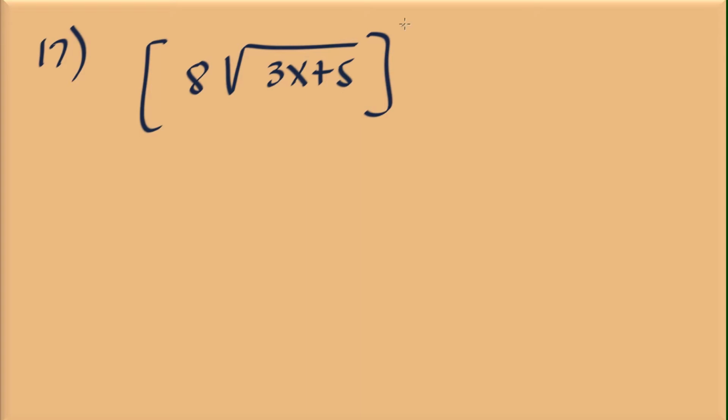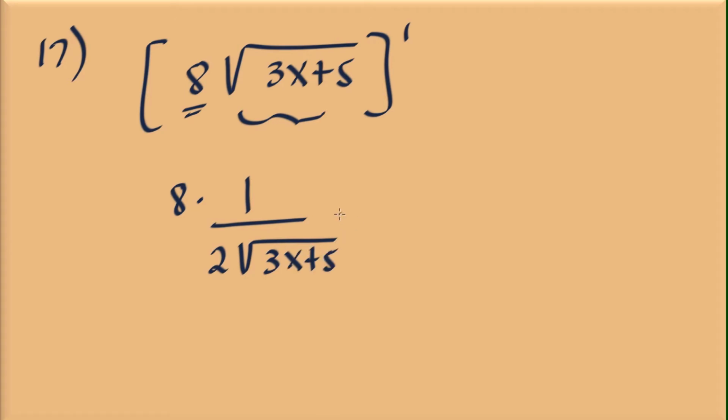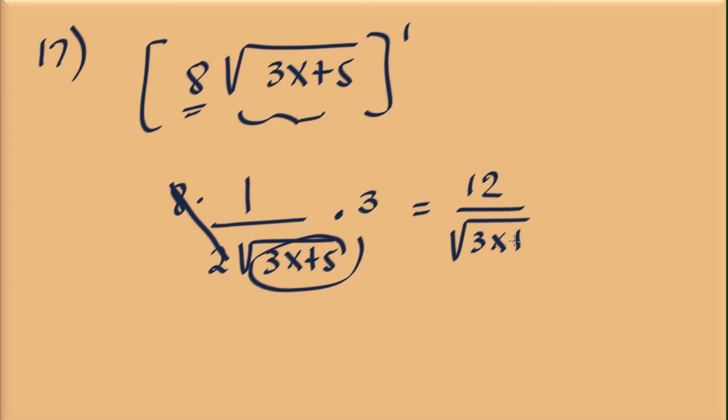All right, let's do number 17. Let's say you have 8 square root of 3x plus 5. So what is the derivative? We have a constant in front of the square root, so what we do is bring it down and apply the shortcut to that square root, which is 1 over 2 square root of 3x plus 5. Multiply it by the derivative of this 3x plus 5, which is 3, and then simplify. This 8 over 2 is 4, and 4 times 3 is 12. So we have 12 over square root of 3x plus 5.